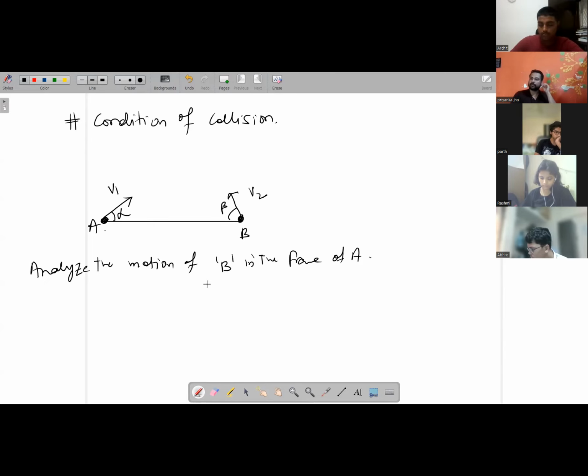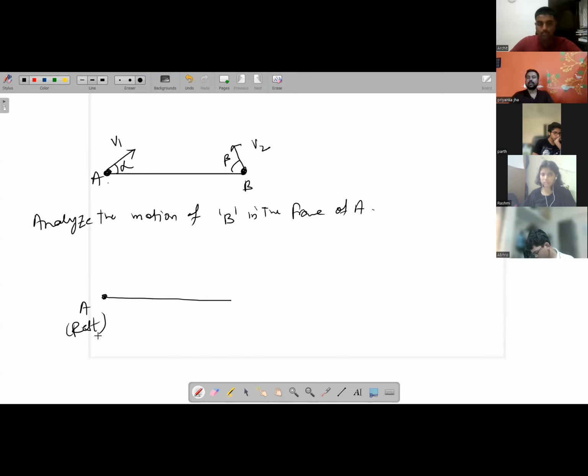Now, if you want to go in the frame of A, you have to pay some cost. For that, you have to bring A to rest. So now A will come to rest. Now you know that because A has come to rest, you just have to reverse the velocity of A and add it to B.